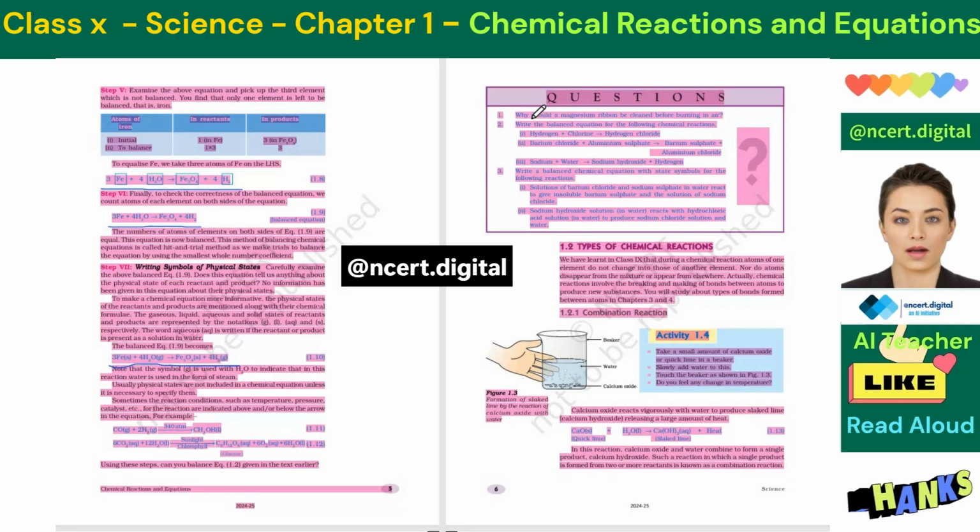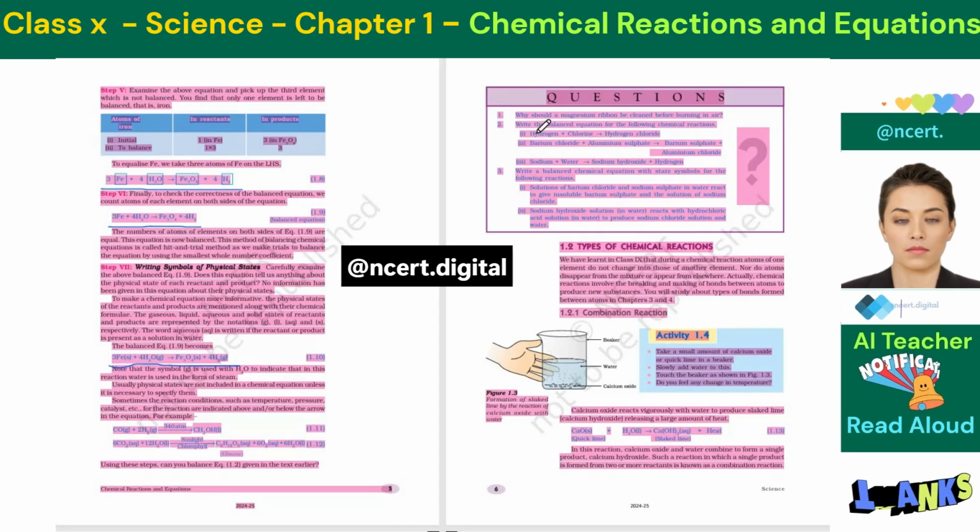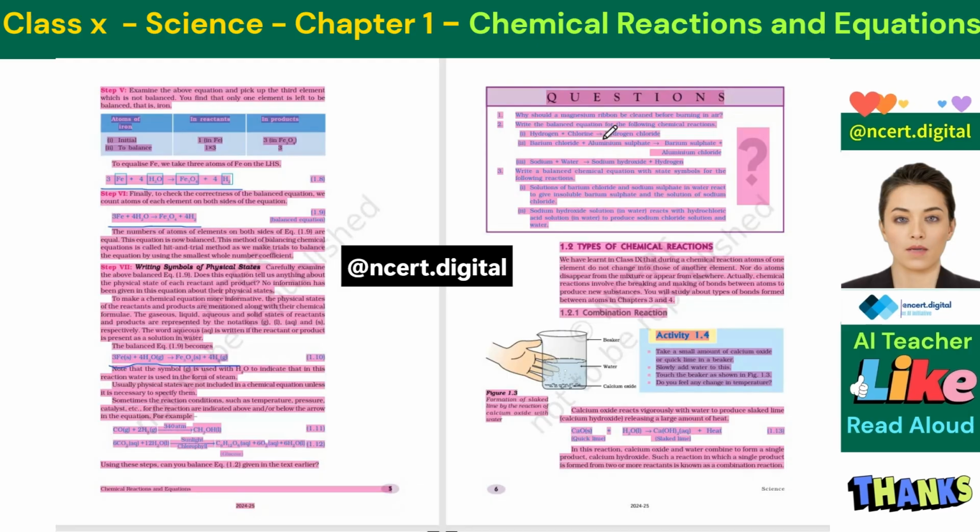Questions. 1. Why should a magnesium ribbon be cleaned before burning in air? 2. Write the balanced equation for the following chemical reactions. (i) Hydrogen + chlorine → hydrogen chloride. (ii) Barium chloride + aluminium sulfate → barium sulfate + aluminium chloride. (iii) Sodium + water → sodium hydroxide + hydrogen.